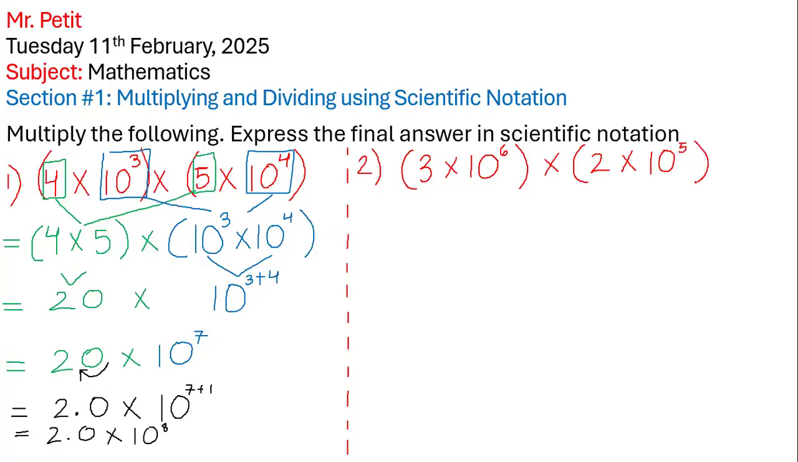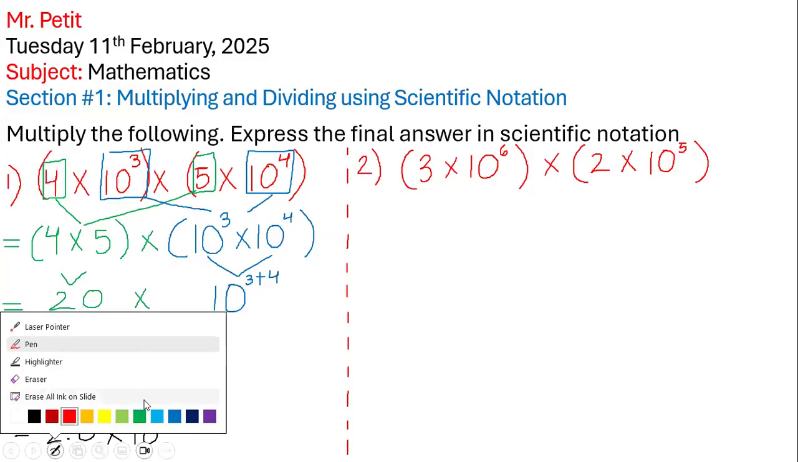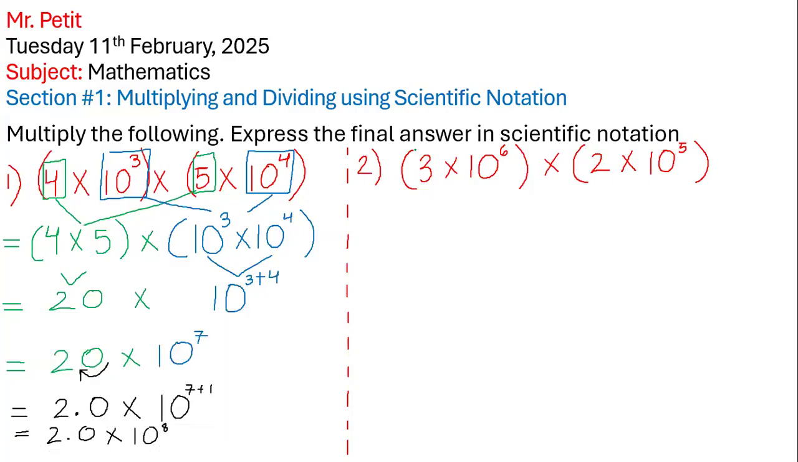All right, good. So what is the first thing that I have to do in this question? I bring my constants together. So I bring my 3 and my 2, I have to bring them together. And what else? I have to bring the bases, 10 to the 6, right? And also the 10 to the 5th, bring that together.